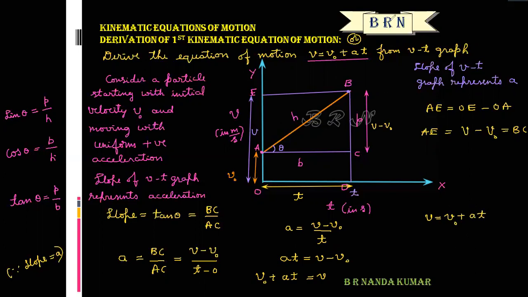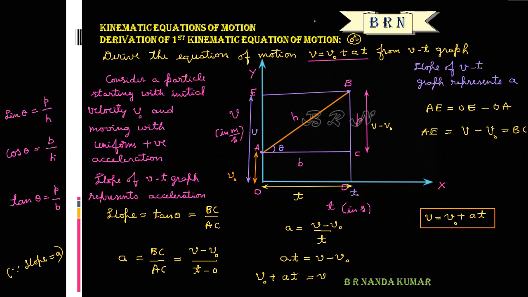This is the first kinematic equation. The first kinematic equation is V is equal to V naught plus AT. So this derivation is very important for 3 mark. This is the derivation of the first kinematic equation of motion. Okay, that is from VT graph.